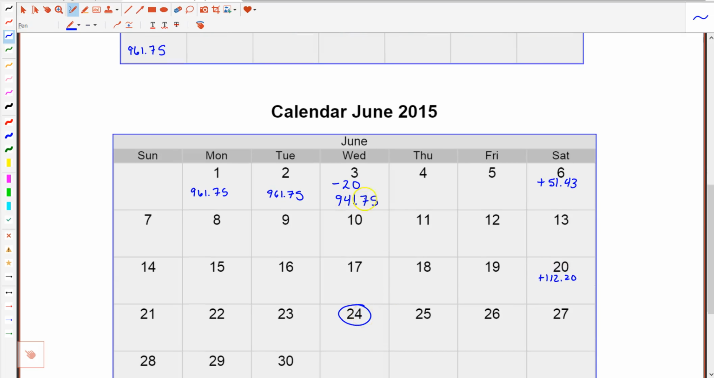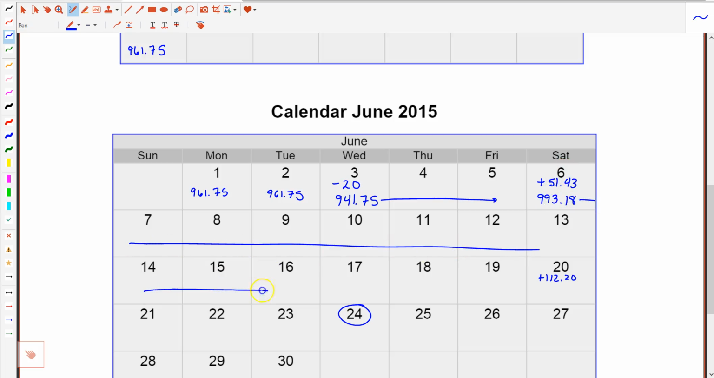Okay, so this means that this balance will continue to be on the card until the 5th, because then on the 6th, when this thing happens, the card balance will be at $941.75 plus this amount, or $993.18. This card will sit at $993.18 through the 19th, because then on the 20th, groceries were purchased, which will increase this balance up to $1,105.38. This is the last thing that happened on the card, and then that will go through the 24th when the cycle closes.